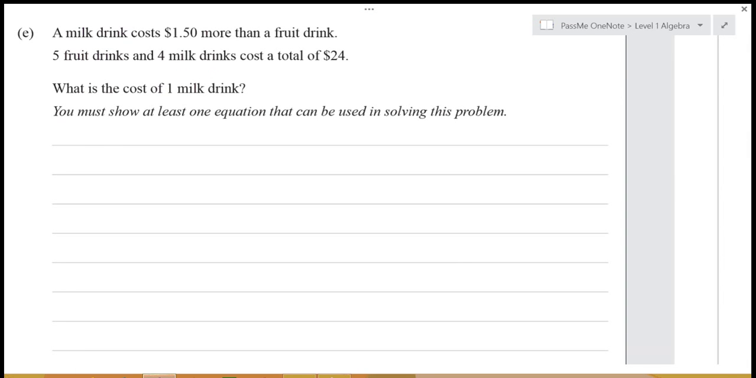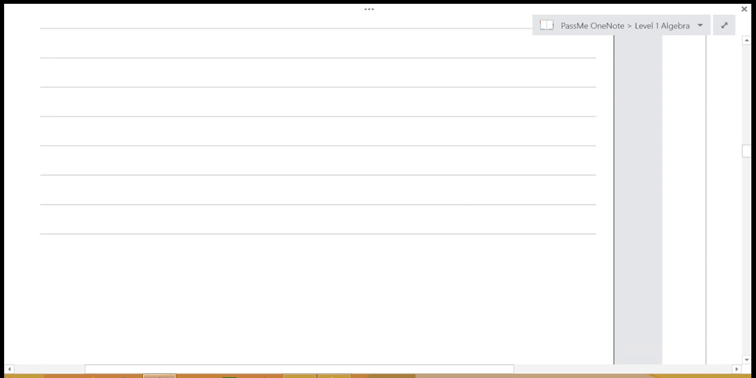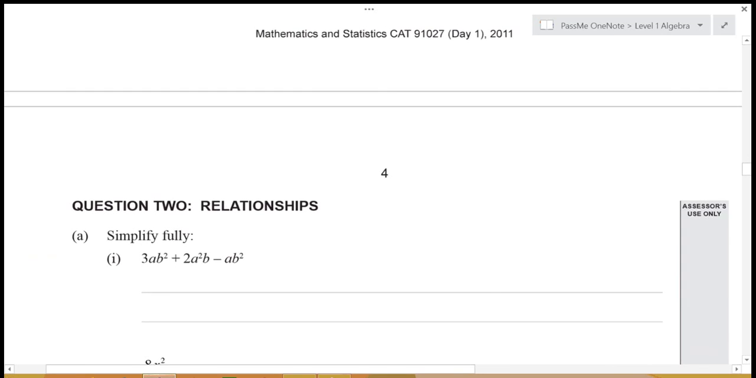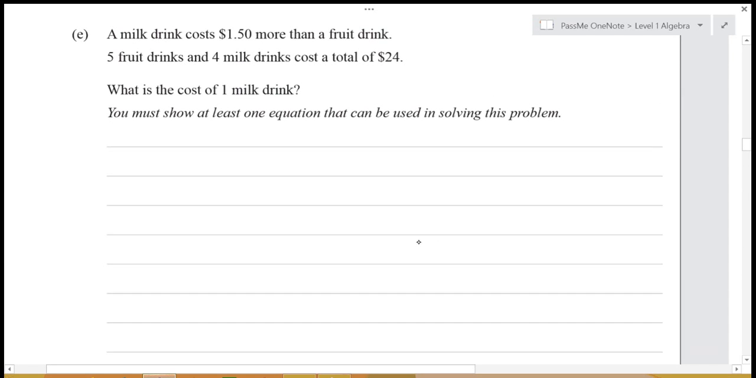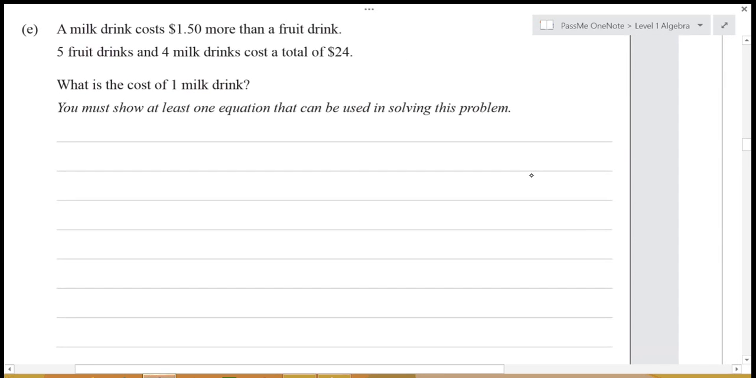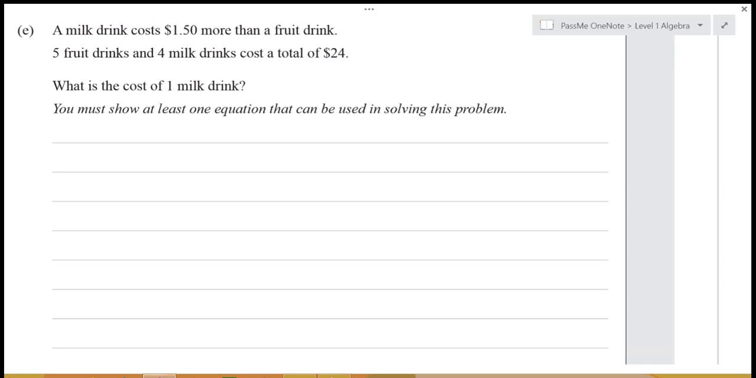Alright, a milk drink costs $1.50 more than a fruit drink. 5 fruit drinks and 4 milk drinks cost a total of $24. What is the cost of a milk drink? Now I'm just going to scroll down here just to get a sense of what this question is. Because it's the last question here, it's a little bit of a hint that we may have to think about it a bit more deeply. Could be a merit or excellence level question.